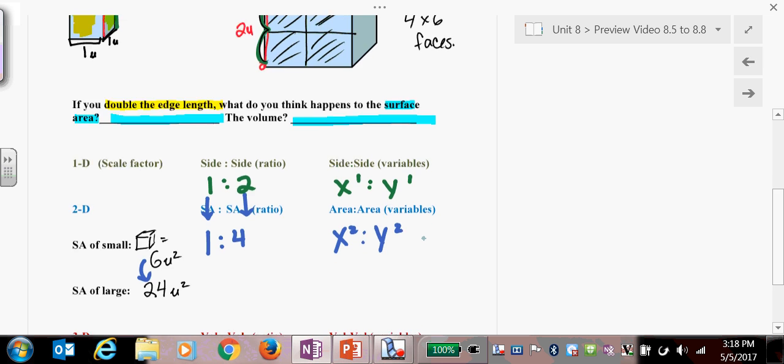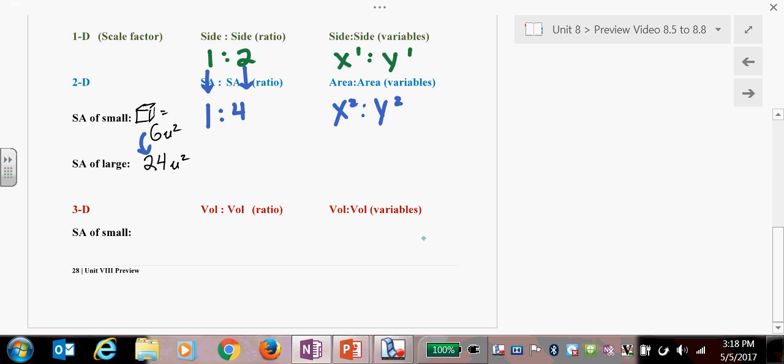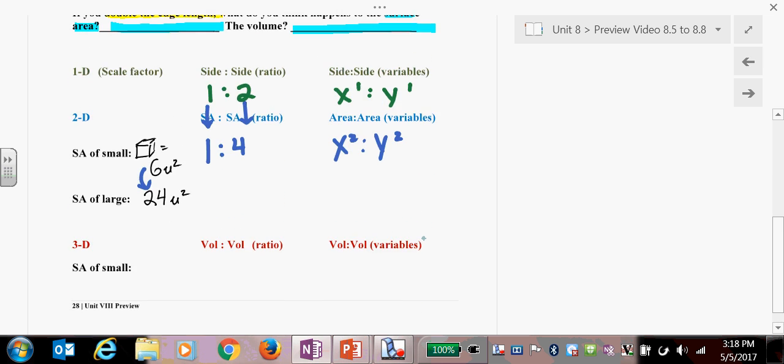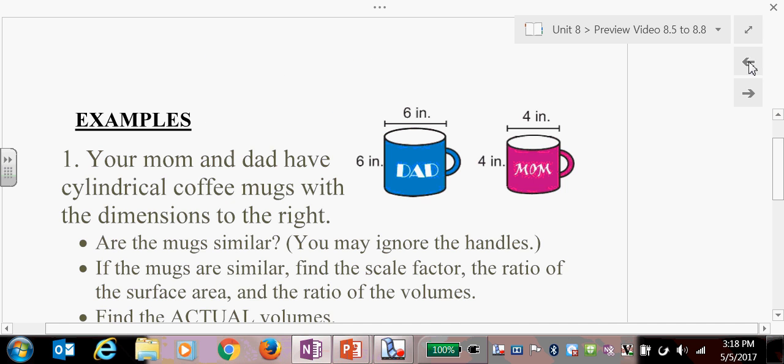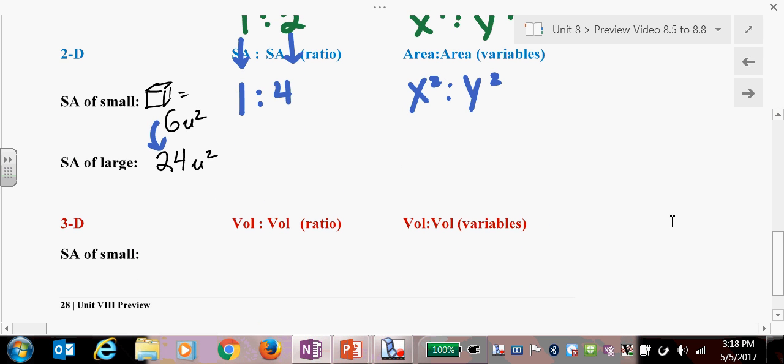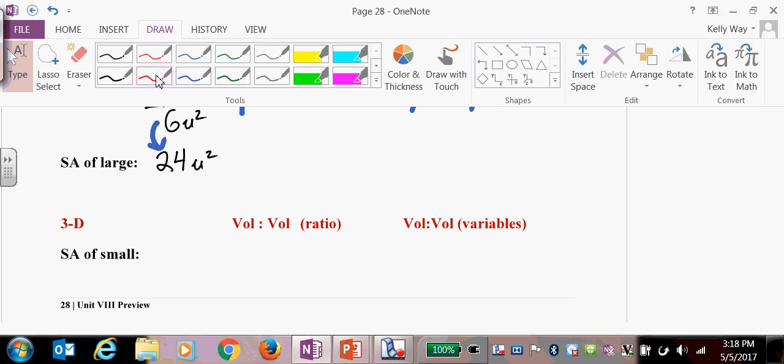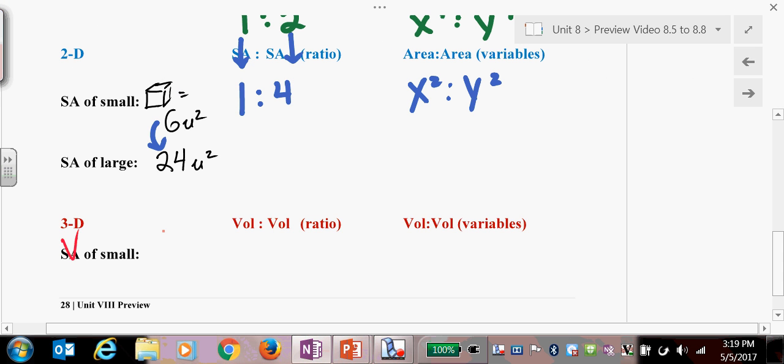Now let's do volume. So down here, we're going to do volume now. The volume of the small is base times height. Our base is 1 unit, and our height is 1. So our volume of the small is going to be 1 unit cubed.